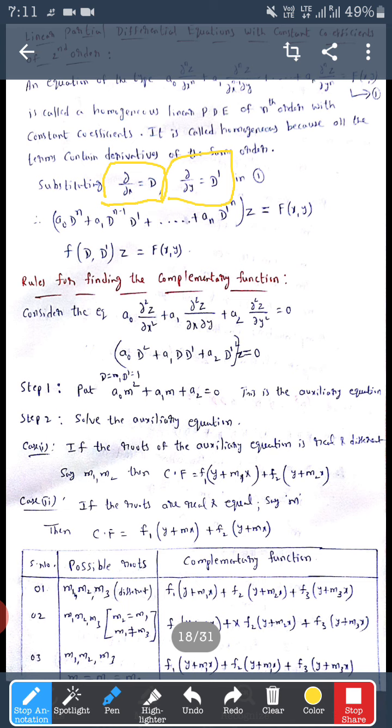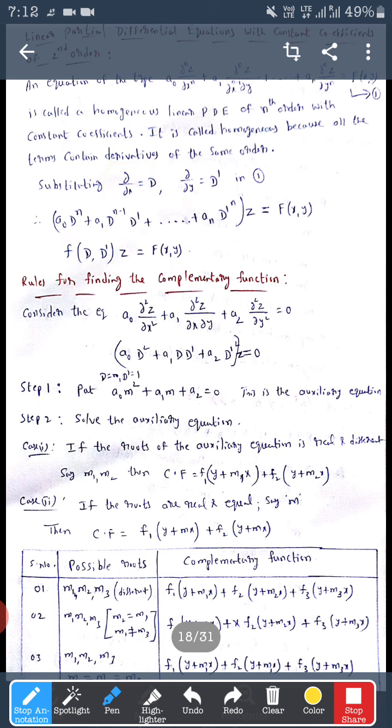Whenever we see capital D, you must recall capital D as dou by dou x and D dash as dou by dou y. Therefore, this becomes f of D comma D dash into z is equal to, on right hand side, some function of x comma y. On left hand side, this is a function of D and D dash. That means it contains only D and D dash terms, and on right hand side x and y are there.